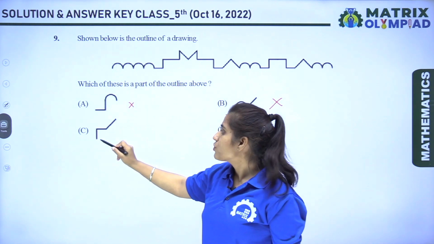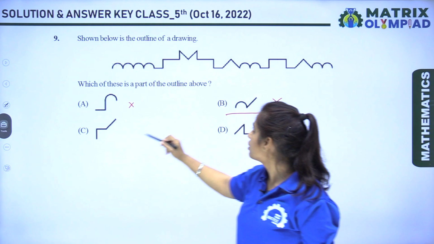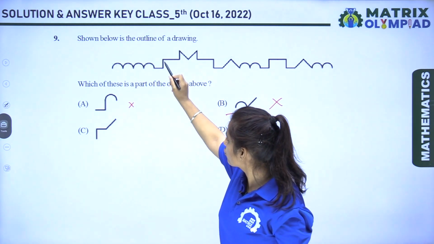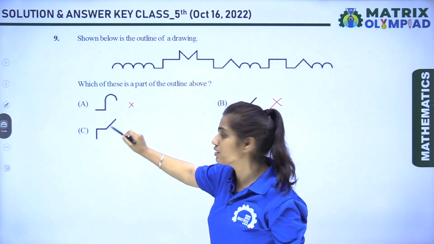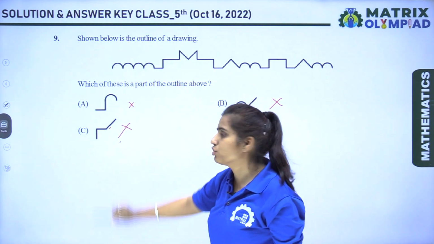Option C, straight and then tilted part. Let's check: straight, then this, and here it is a straight line, but in this option it is a slant line. So this option is also cancelled out.